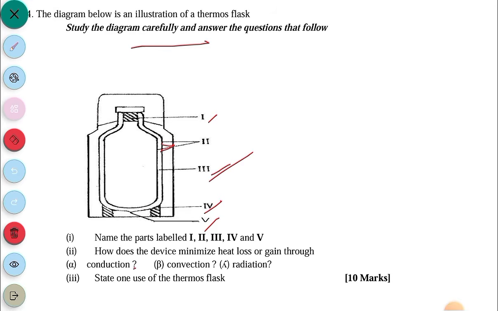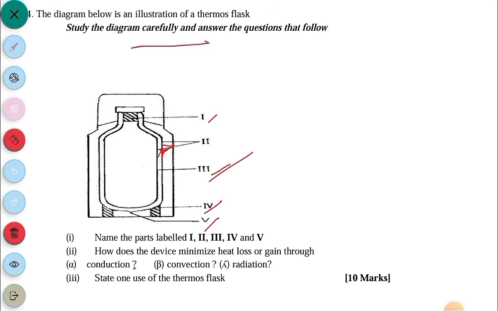How does the device minimize heat loss or gain through conduction? Heat loss or gain is reduced because of the vacuum. The vacuum between the inner wall and the outer wall. So the vacuum here in between the inner and outer wall. Then heat loss by convection. How is it prevented? The vacuum also prevents particles from circulating.